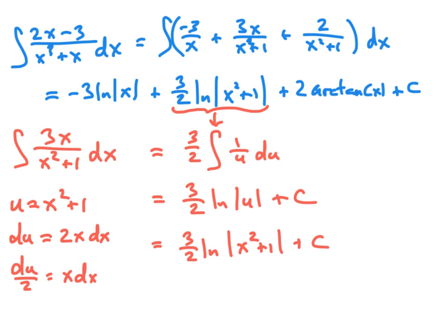In order to see where that antiderivative comes from, we can make a standard u substitution of u equals x squared plus 1 so that du over 2 is equal to x dx. When we substitute that in and arrange for the constants to be pulled out front, we get 3/2 integral of 1 over u du, which is 3/2 natural log of absolute value of u, or 3/2 natural log of the absolute value of x squared plus 1. We can substitute that in for our middle term, and we get an antiderivative here of negative 3 natural log of absolute value of x, plus 3/2 natural log of the absolute value of x squared plus 1, plus 2 times the arctangent of x, plus c.